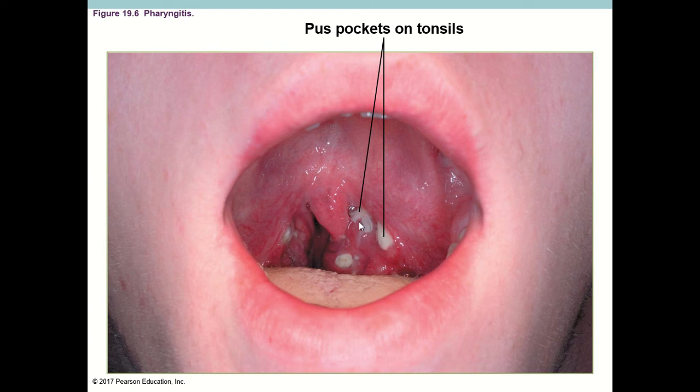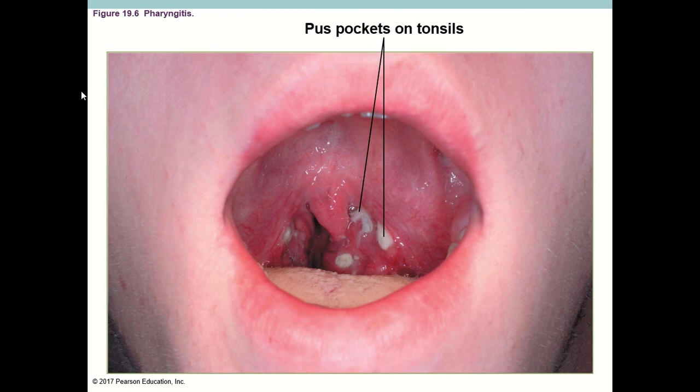Okay, so we're looking at pus pockets here on the tonsils, and what that is basically is the bacterium being attacked by the immune system. So these are white blood cells, leukocytes, phagocytes, monocytes, which are attacking the bacteria. Okay, so that's a disease called pharyngitis.